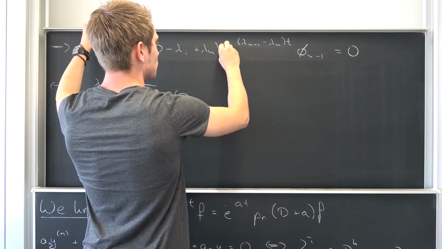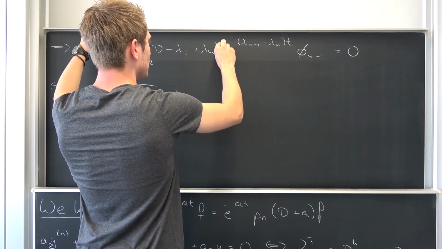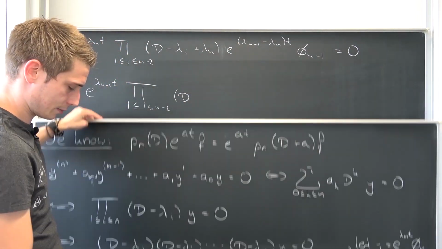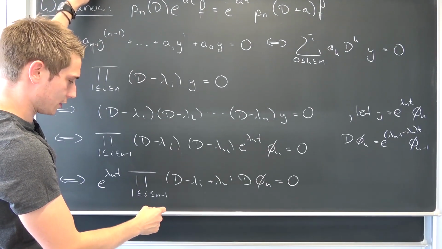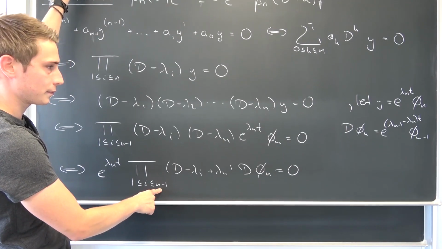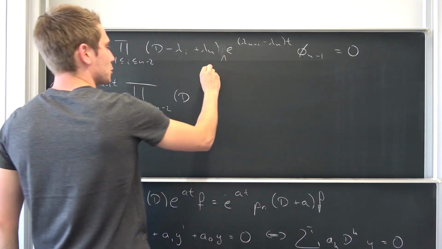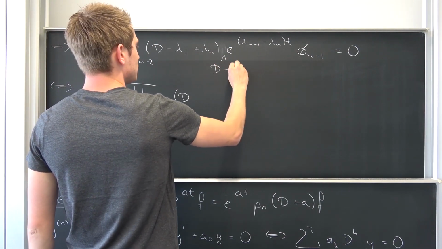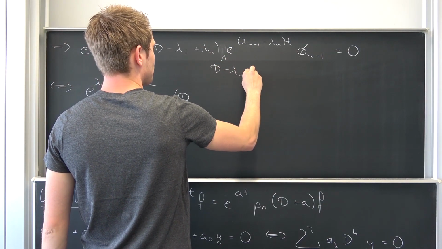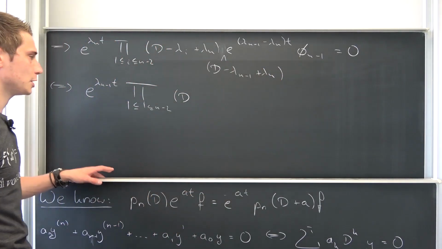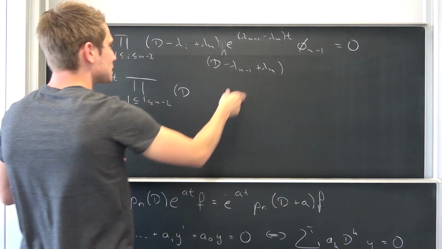Also, don't forget, I totally forgot this factor right here. I'm terribly sorry. We also have this n minus 1 factor. We don't want to miss that. In here, I'm terribly sorry for that. We had d minus lambda n minus 1 plus lambda n. Using the exponential shift, we are going to get rid of this stuff.